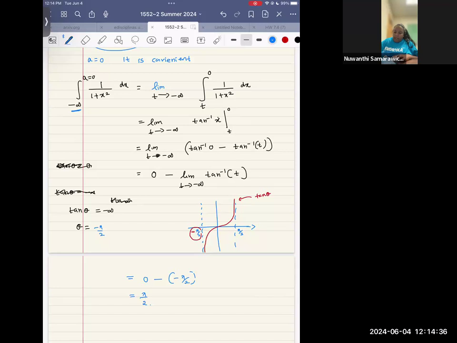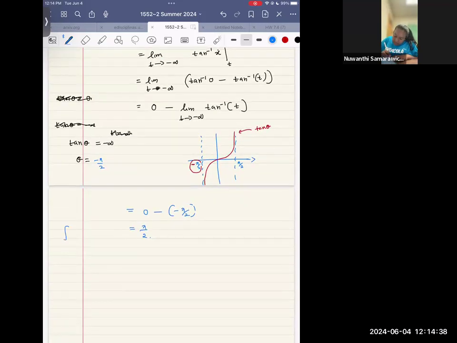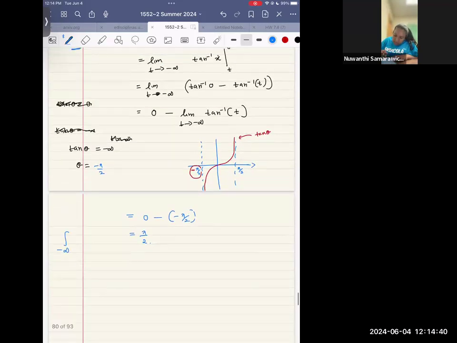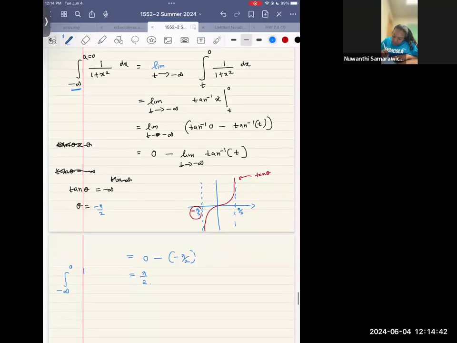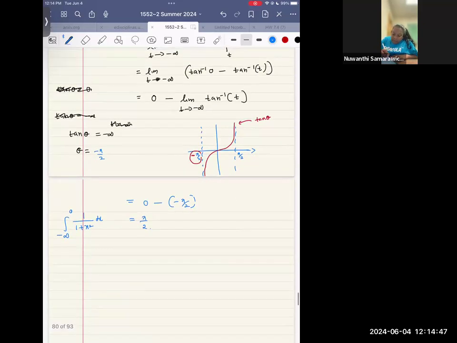So we now have the integral from negative infinity to 0 of 1 over 1 plus x squared dx equal to pi over 2. We are not done yet because we need to find the other part, that is, 0 to positive infinity of 1 over 1 plus x squared dx. Like what we did here, can you find the value of this improper integral?